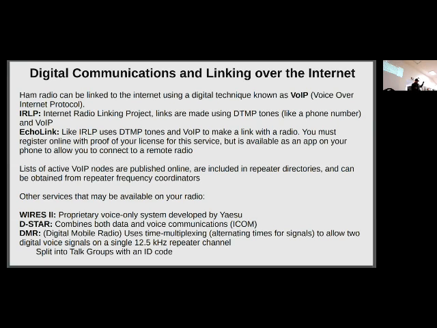Now, for Echolink, you have to go on to their website and register your call sign. You have to have a call sign, and you have to prove it. You have to send a copy of your FCC license, and then they'll give you access to Echolink. You don't have to do that with IRLP, but Echolink is very specific. They want you to register before you can use it.